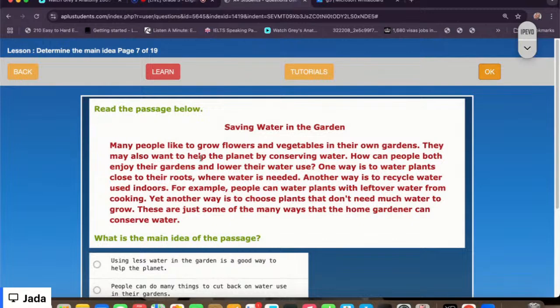Alright, so many people like to grow flowers and vegetables in their own gardens. They may also want to help the planet by conserving water. How can people both enjoy their gardens and lower their water use?